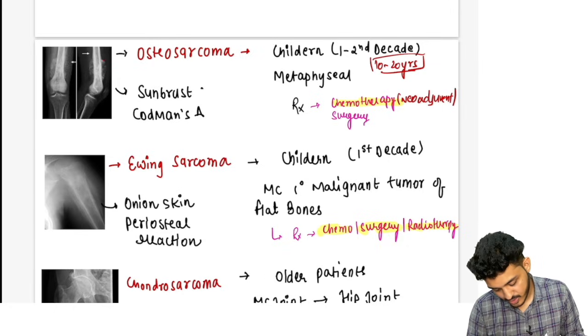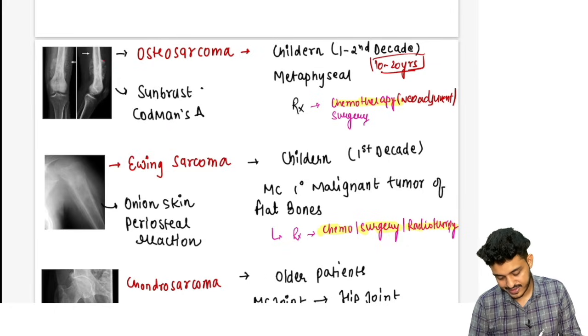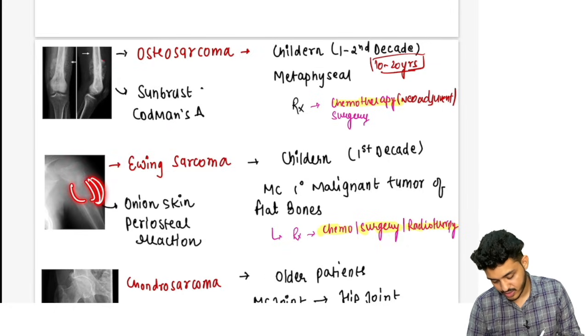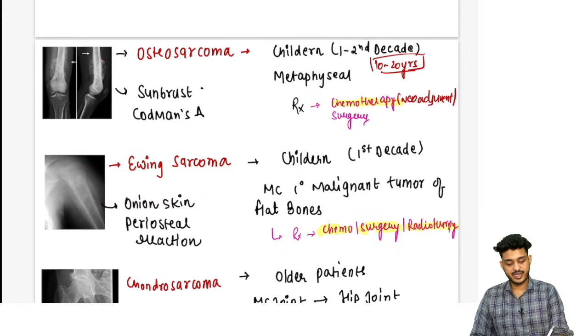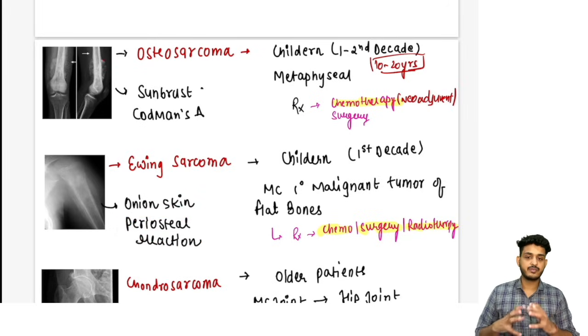The second most common tumor that we have is Ewing sarcoma, which has this onion peel appearance, and here you will have some kind of periosteal reaction.